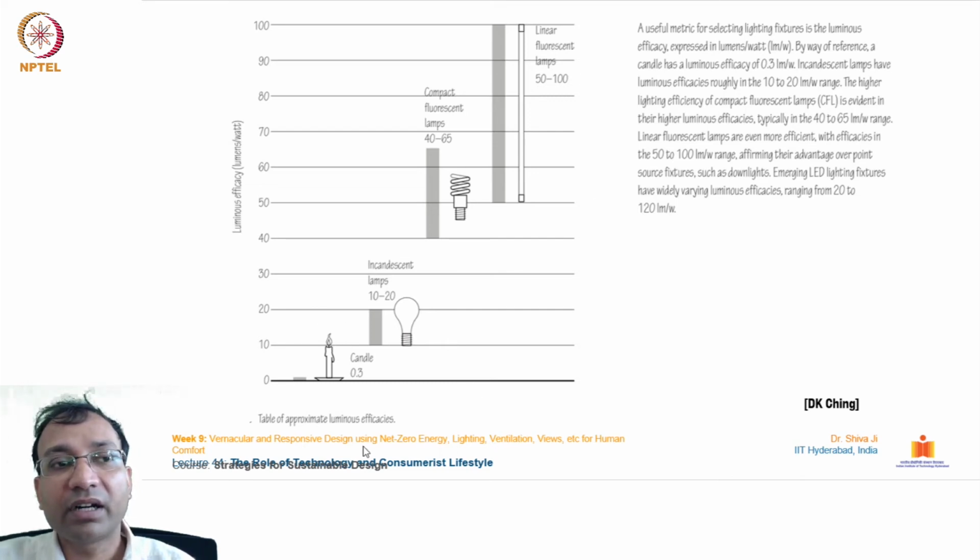This is a relative chart kept here on this table for your understanding, which shows the approximate luminous efficacies of many luminaires, from zero up to 100. It starts from a candle, then goes to an incandescent bulb, then the CFL bulb, then fluorescent lamps and tubes, in ranges of 50 to 100, 40 to 65, 10 to 20, and up to 0.3. So this is the efficacy of these luminaires, and accordingly we can choose and place them.